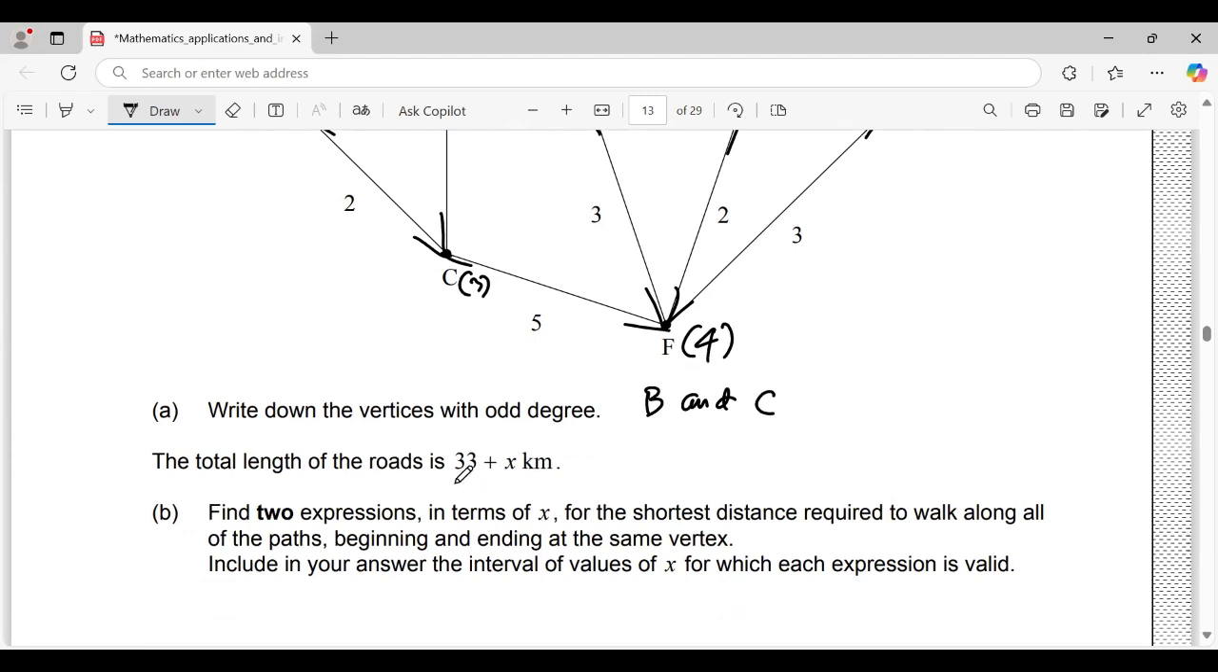Total length of the route is 33 plus x kilometers. Find two expressions in terms of x for the shortest distance required to walk along all of the paths, beginning and ending at the same vertex. Include in your answer the interval of values of x for which each expression is valid.